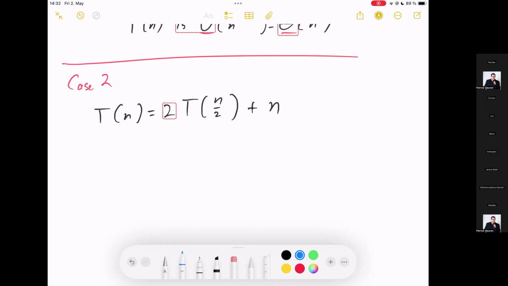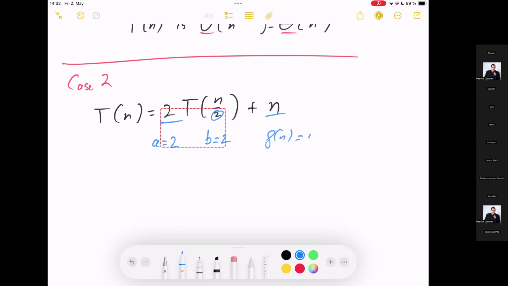No one seems to be remembering it, so it would be good if you send some reaction if you remember it, as well as if you remember the solution. So A is 2, B is 2, and f of n is n.